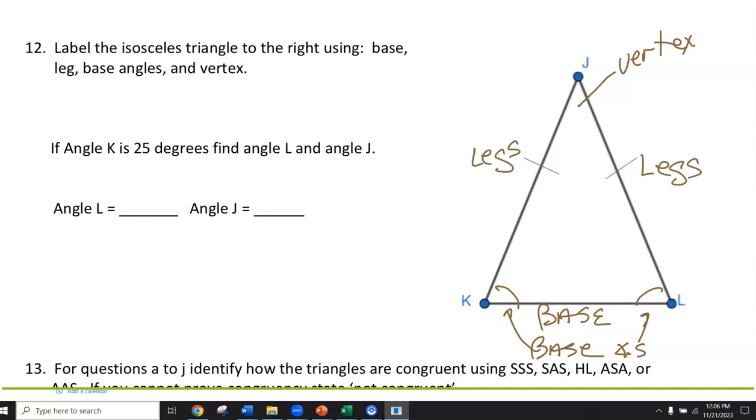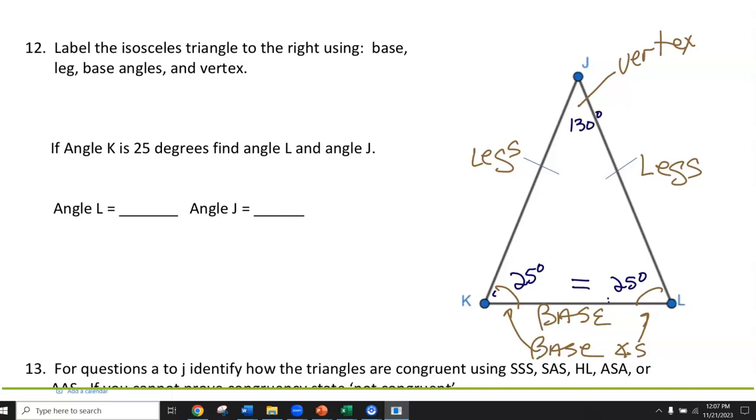Okay, then they go on to say, if angle K is 25 degrees, okay, so I'm going to change my color since now I'm going to fill in angles. If this is 25 degrees, don't you know that angle L is also 25 degrees because they are base angles of an isosceles and they have to be equal? Okay, so what else do I know? So far I have 25 and 25, that's 50. That means that my vertex angle has to be 130.